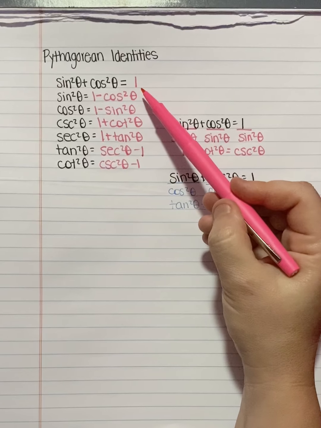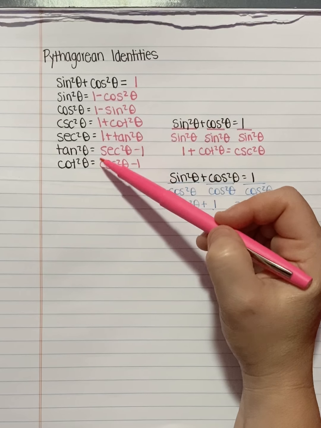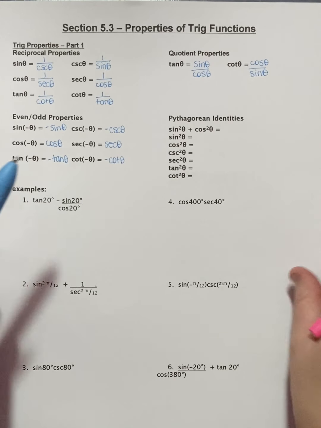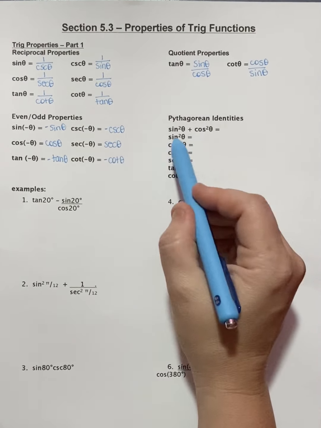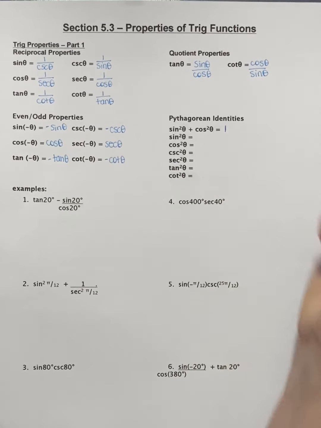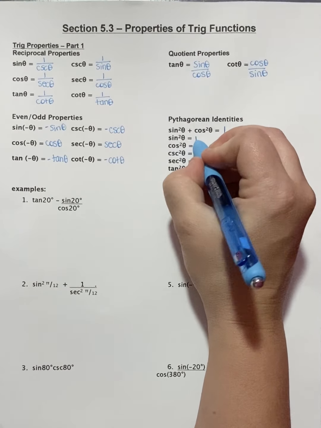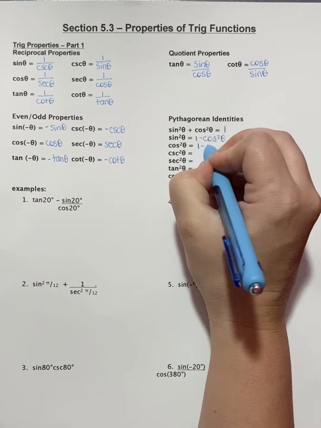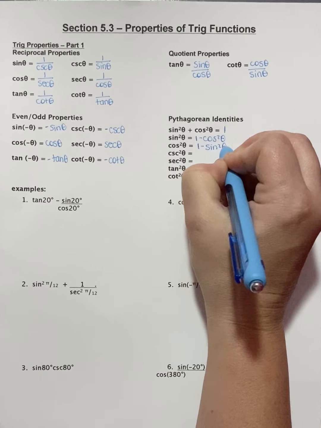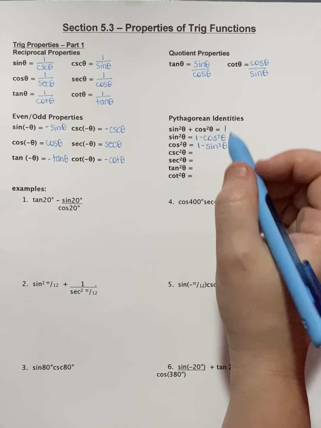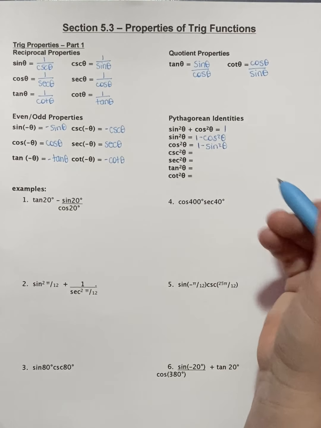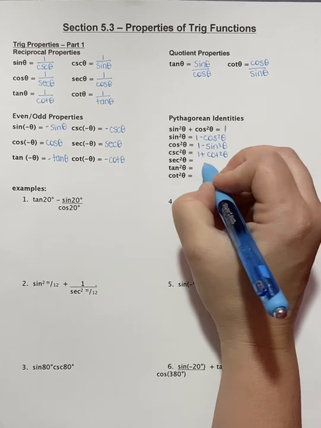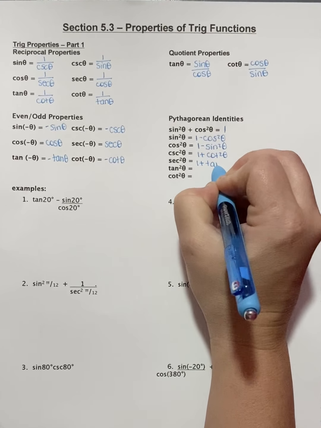And we've taken this Pythagorean identity and solved for all 6 of these. So let's go back to our chart right here and fill in what we just found out. The first thing, sine squared plus cosine squared gives me 1. Sine squared was 1 minus cosine squared theta. Cosine squared is 1 minus sine squared theta. All right, remember cosecant squared was 1 plus cotangent squared. We could also say cotangent squared plus 1. So 1 plus cotangent squared theta. Secant squared was 1 plus tangent squared theta.